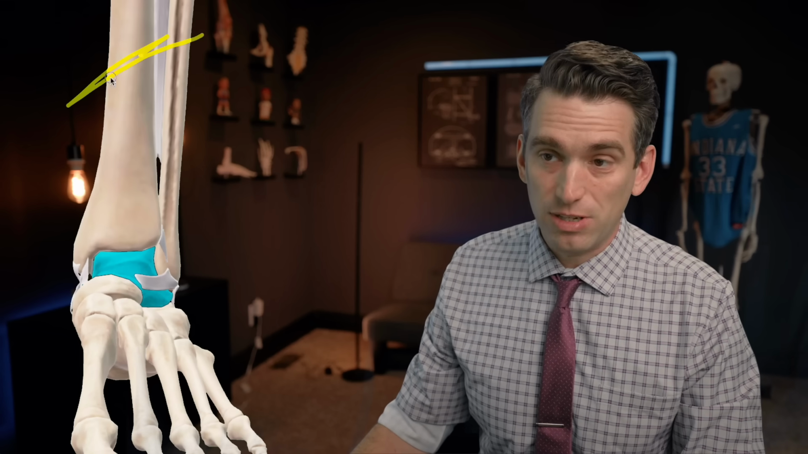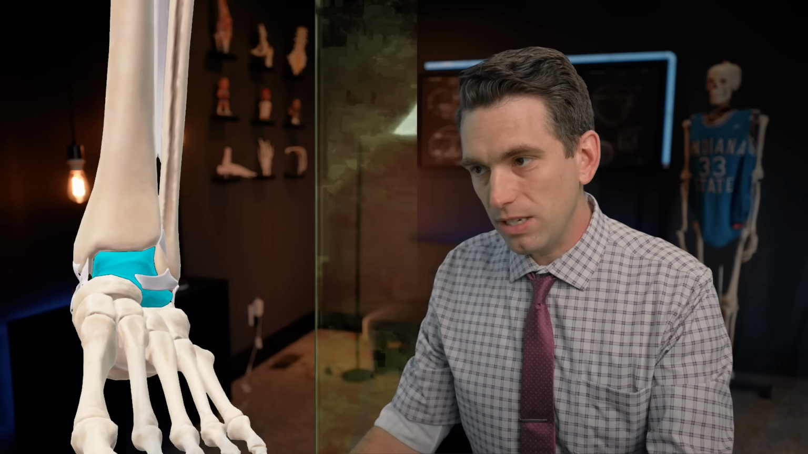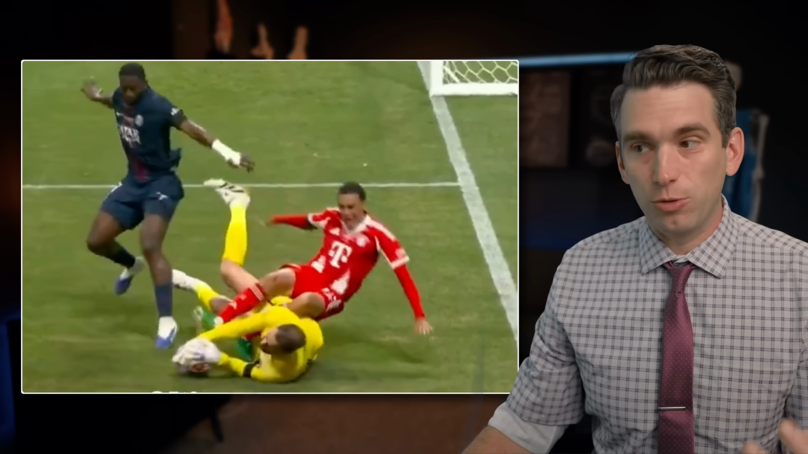So it's hard to know from just the replay if we're talking about just an injury to the tibial shaft higher up or if we're dealing with more the ankle joint, but I would be concerned that we're dealing more with the ankle joint itself.